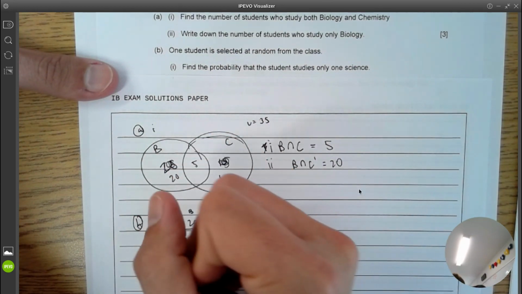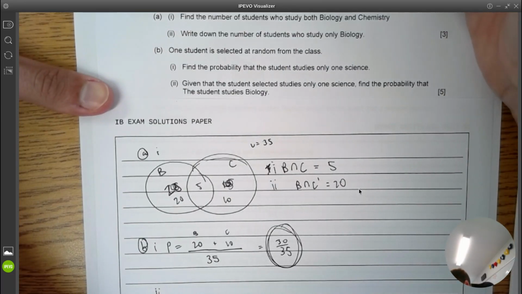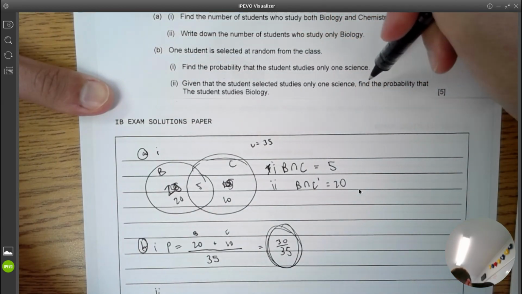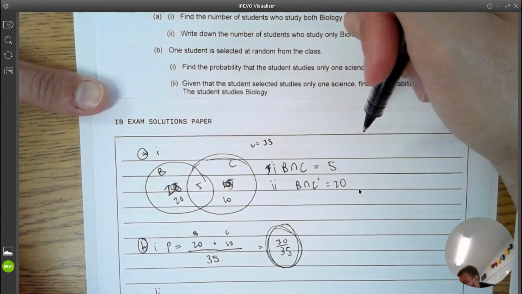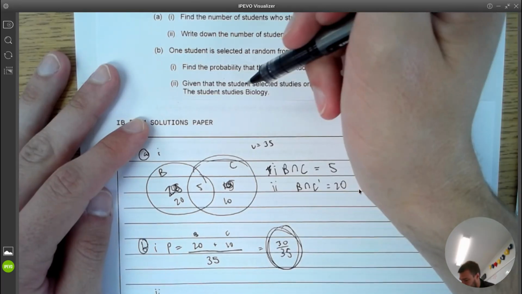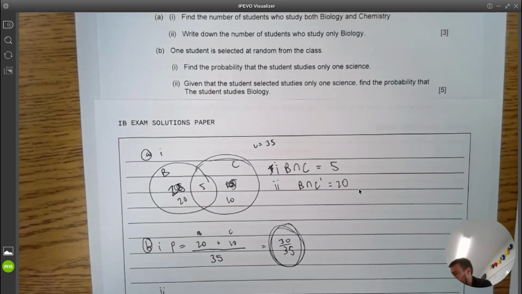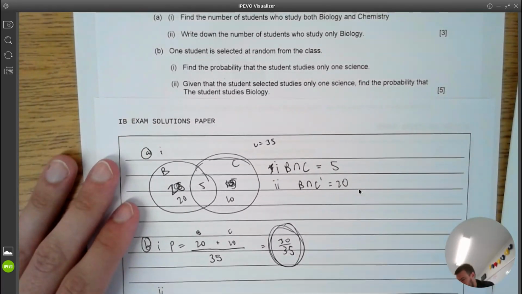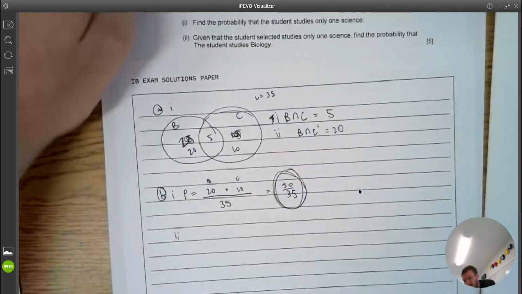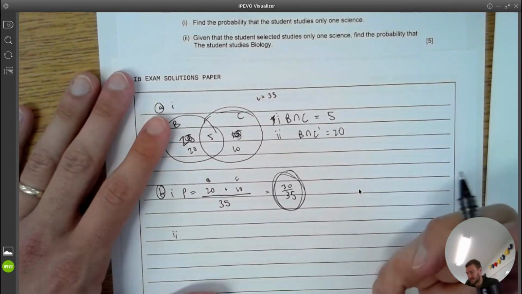That's part 1. Part 2, given that the student selected studies only one science, find the probability that the student studies biology. So this is a given, meaning this is going to be a conditional probability where we know that our starting setup is not the full class. Our starting group is only a subgroup of that class. And so the easiest way to think about conditional probability is that it changes how many kids you're choosing from, which means it's going to change your denominator.